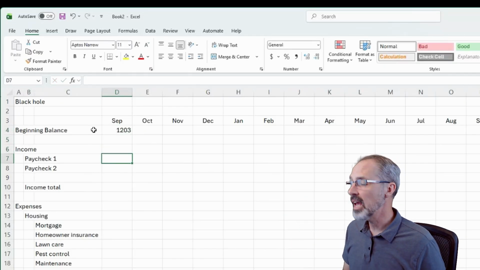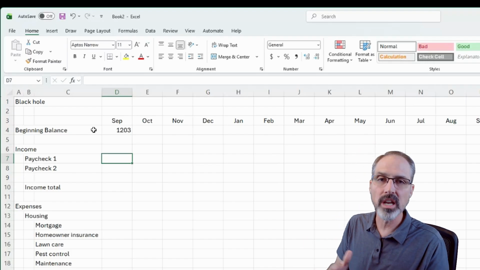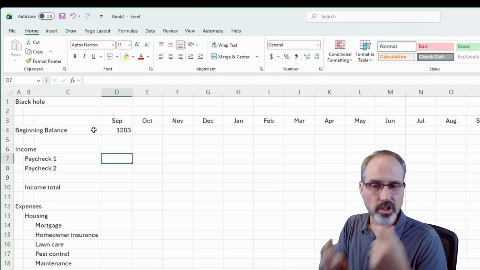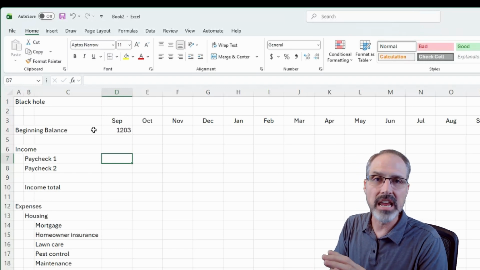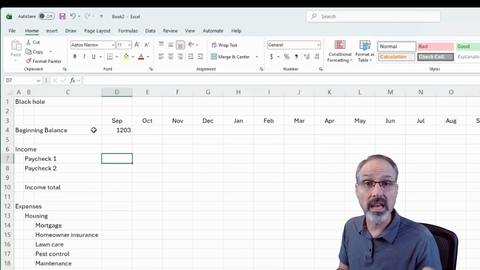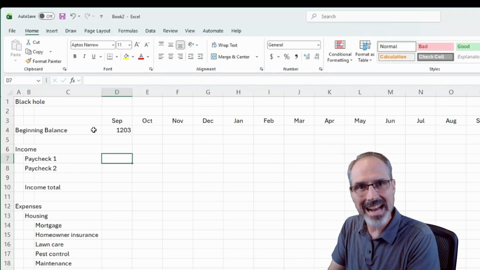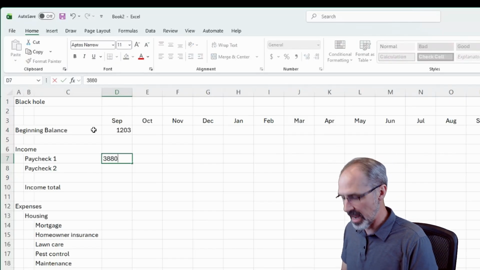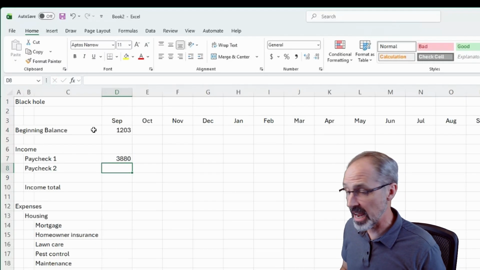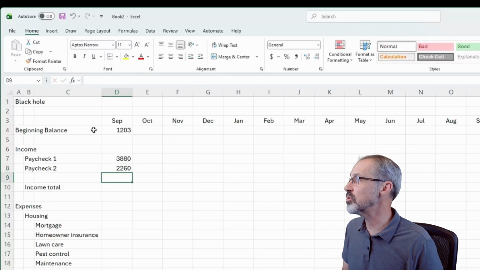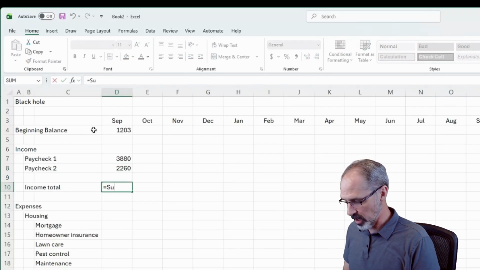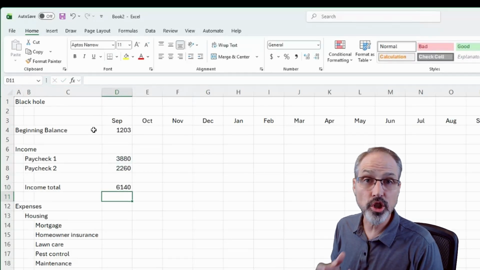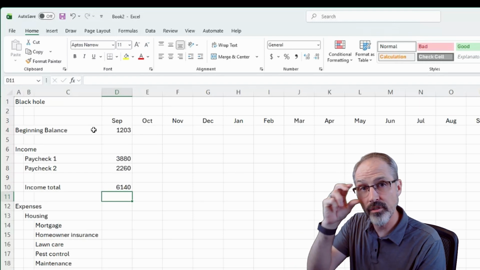That's our beginning balance. And their paycheck: they've got two people working. This is the net pay that comes into their bank account. This is not counting any of their Social Security payments or anything being pulled out for their 401k. This is net of what actually lands in their bank account, because that's what we're trying to track with this spreadsheet. So the first person has a monthly income of $38.80 and the second person has $22.60. Now we sum the total, and their total amount of money hitting their account every month is $61.40.